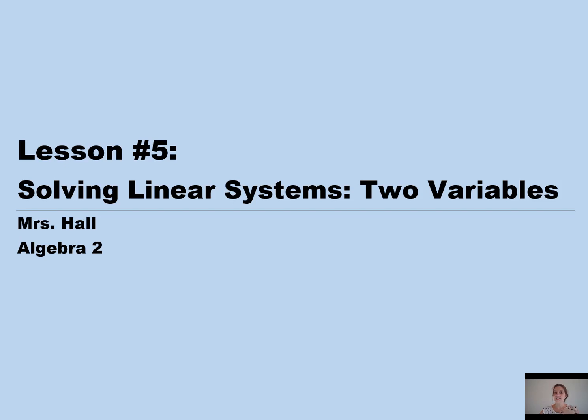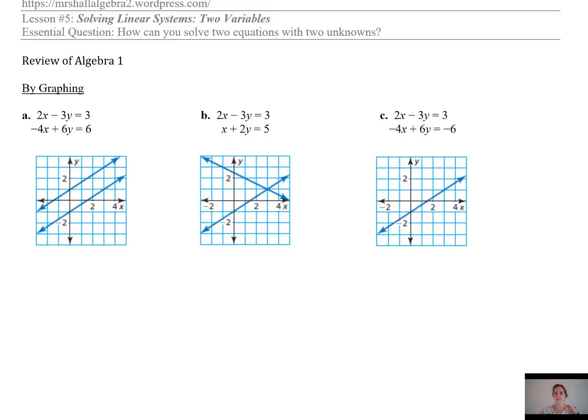I'm Miss Hall, and this is Lesson 5, Solving Linear Systems, 2 Variables. This will be a review from Algebra 1. We're going to be solving systems of linear equations 3 different ways: graphing, elimination, and substitution. A system of linear equations simply means 2 or more linear equations.